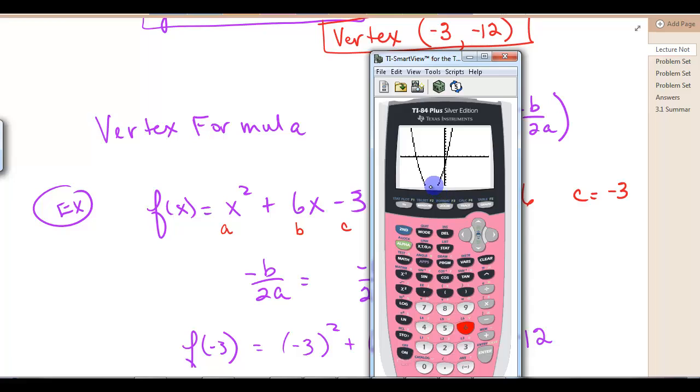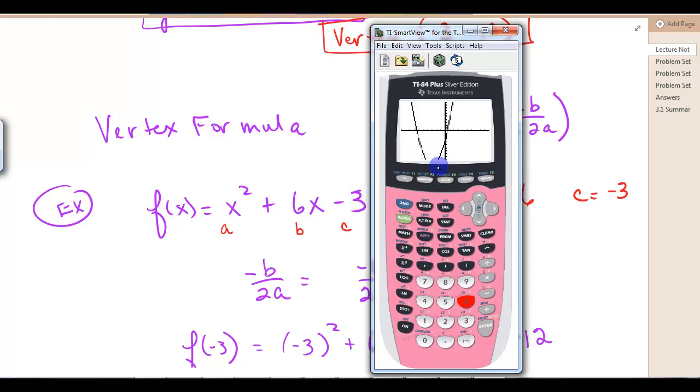If you'll notice, I cannot see the vertex, so I do need to be able to see it to work with it. So what do I need to change? My y min. So I go to window, and I'll go down to the y min, and I'll make it negative 20. I don't know if that'll do it, but let's try. Perfect. All right, so to find the vertex, it is a minimum point. Second calc, min, number 3.